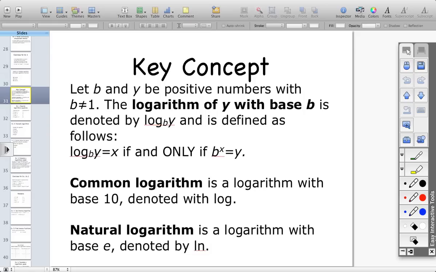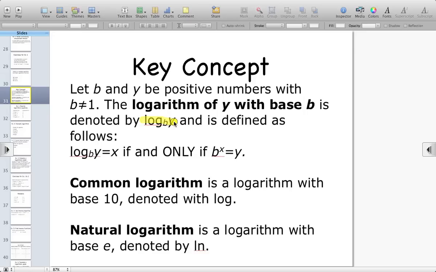Okay, so the key concept about logarithmic functions is this. If b and y are positive numbers and b can't equal 1, then the logarithm of y with base b is denoted by log base b of y. And so what this means for us is this right here: log base b of y is equal to x if b to the x power is equal to y.